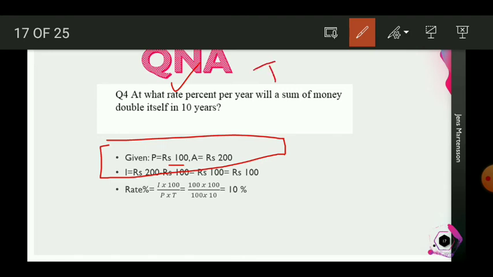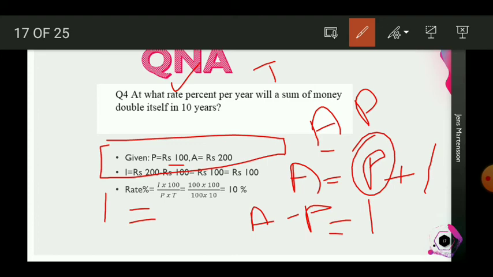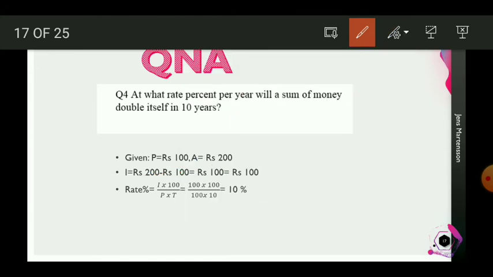So what we have been given is not I actually, we have been given the amount and we have been given P. So we can find I, if you know A equals P plus I. If we want to find I, we are going to take this P right here, so it is going to be A minus P equals I. So what is A? A is 200, right? 200 minus 100 is 100. So now we got that I is also 100.